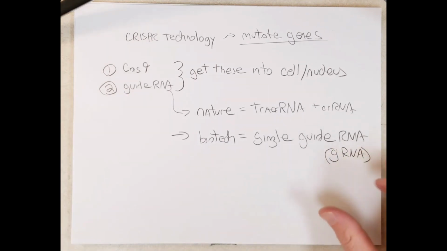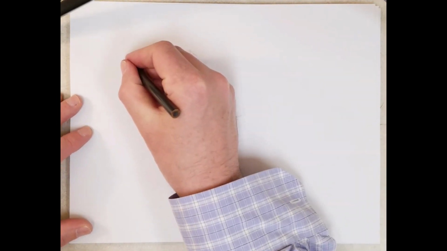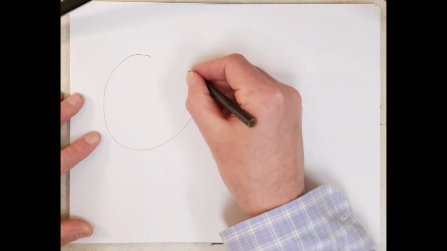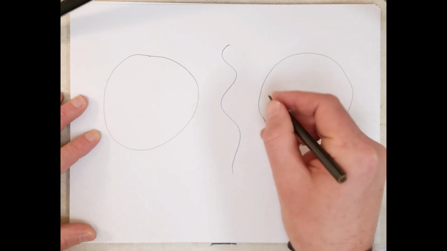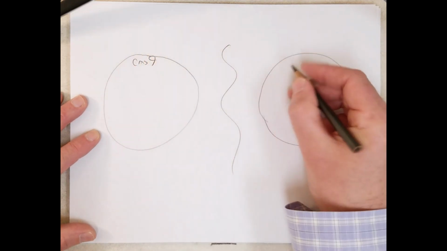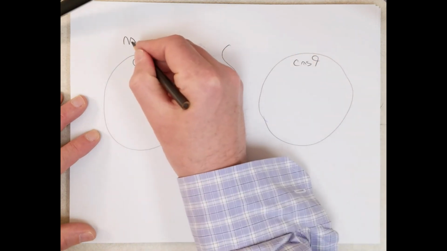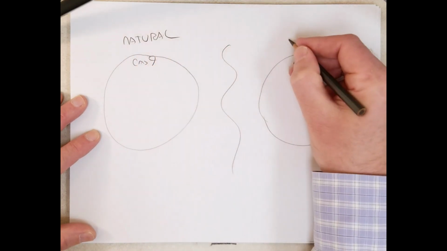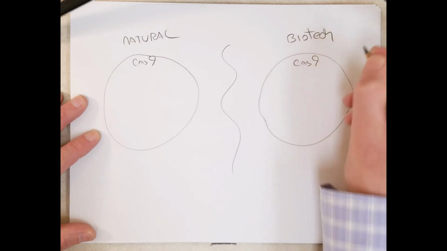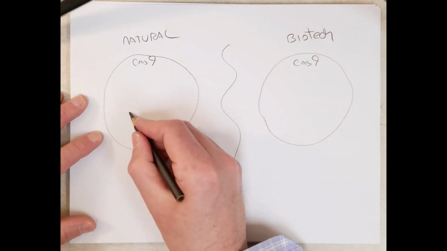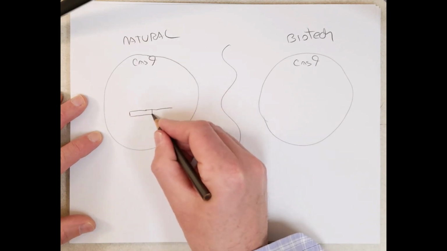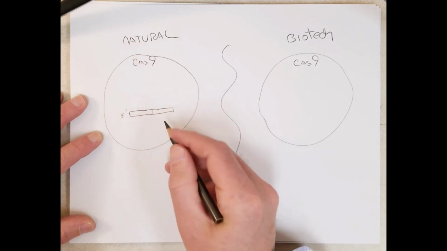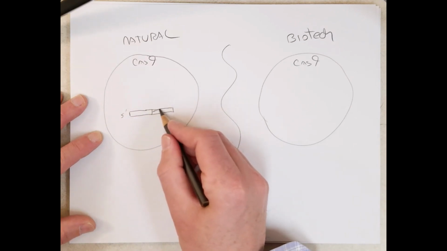Okay, so how does that work? Well, let's just take a quick look at comparing the two systems, the natural system and, let's say, the biotechnology system. So let's say this is Cas9 right here, and this is the natural system over here, and this is the biotech system over here. Now I'll diagram this a little differently than I had in the previous videos, because we should pay attention now to the 5' and 3' ends of these molecules.